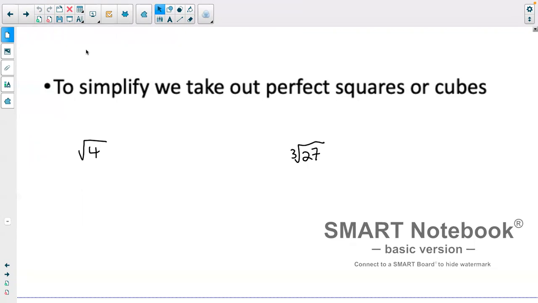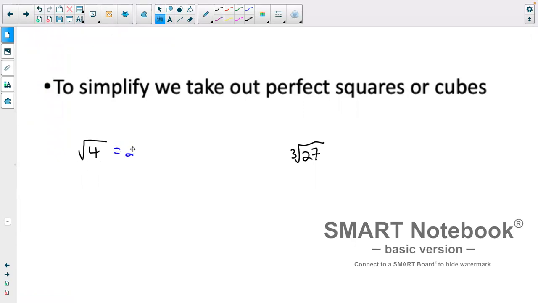Now to simplify radicals, we take out our perfect squares or cubes, or at least this is how we've done it so far up to this point in your math. So we know that the square root of 4, for example, is 2 because we know 2 times 2 gives us 4. If we're given something like the cube root of 27, we know that that is 3 because we know that 3 times 3 times 3 gives us 27.